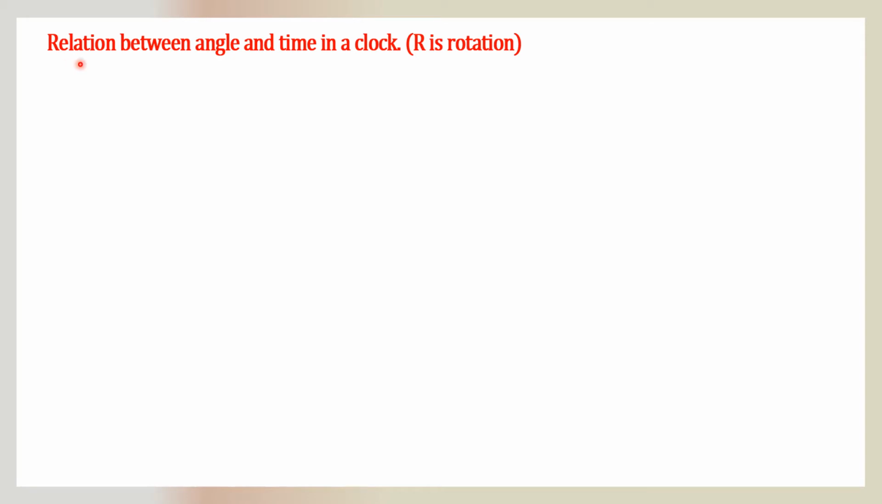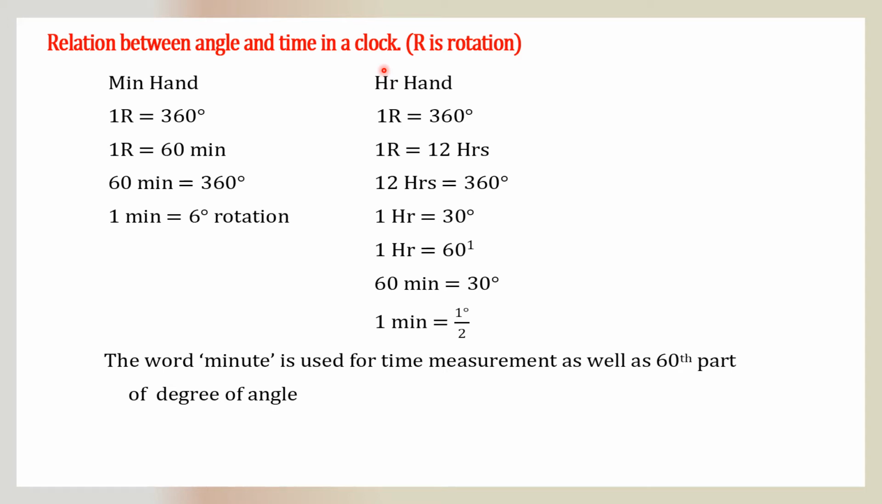First we learn the relation between angle and time in a clock. R is rotation. The minute hand completes one rotation of 360 degrees. When a minute hand completes one rotation, it has 60 minutes. Therefore 60 minutes equal 360 degrees. Therefore 1 minute equals 6 degree rotation.